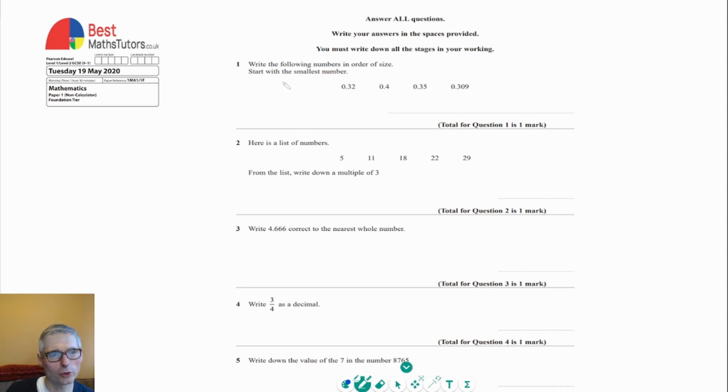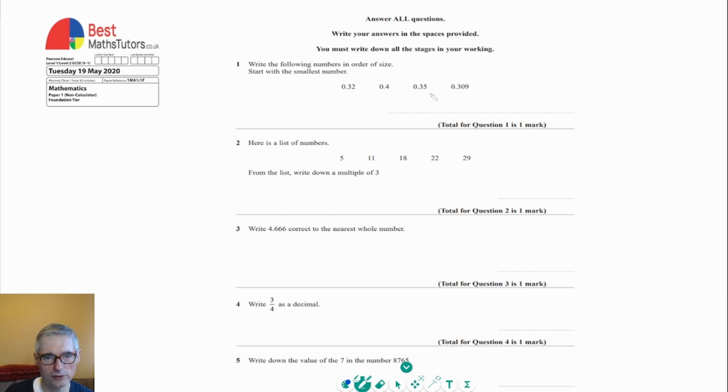So question 1 says we've got to write the following numbers in order of size, and we've got to start with the smallest number. And these can be quite confusing because it might appear that 0.32 is bigger than 0.4 because you might compare 32 with 4. But it doesn't work that way with decimals.